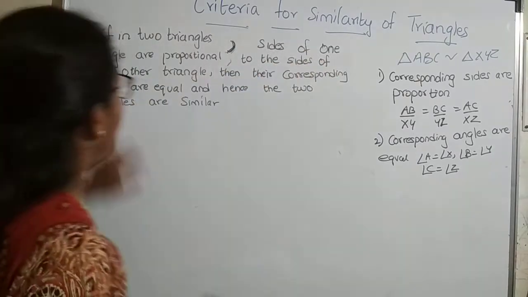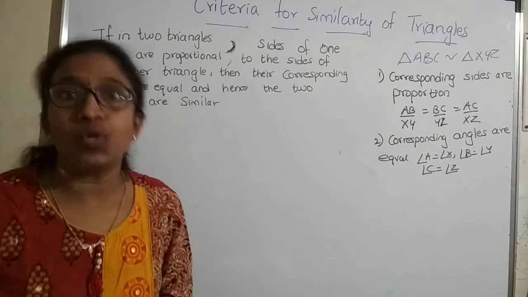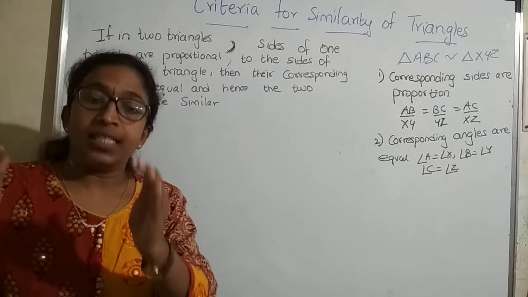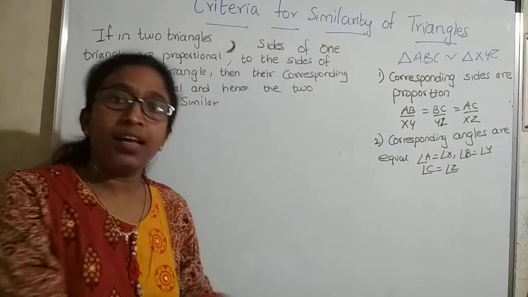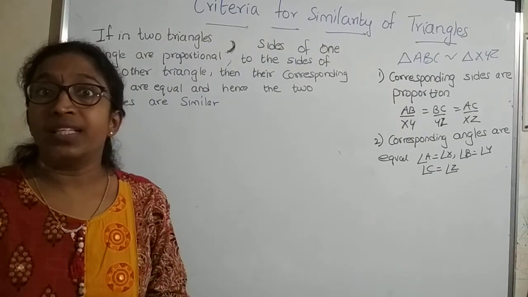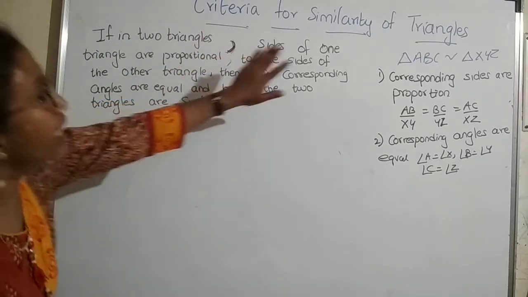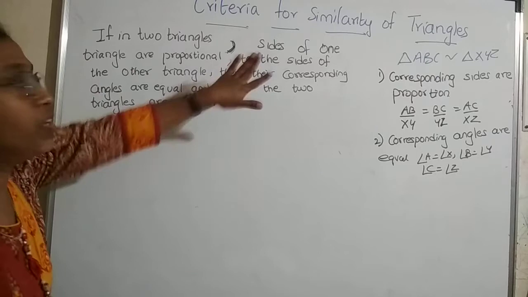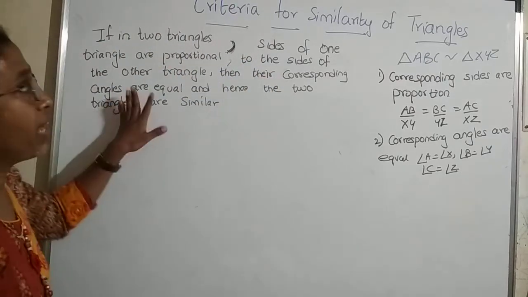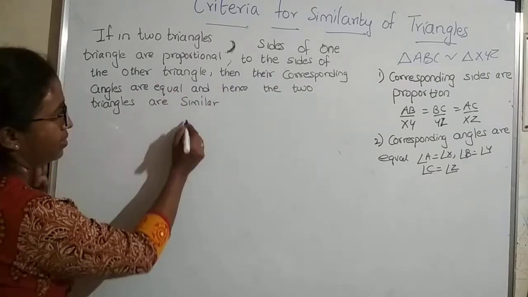Second criteria we say is that if in two triangles, the first criteria was purely dealing with the angles of the triangle. So if any two angles of the triangle are equal to the corresponding angles of the other triangle, then we say that the two triangles are similar and the corresponding sides will automatically be proportional. Similarly, if in two triangles, the sides of one triangle are proportional to the sides of the other triangle, then the corresponding angles are equal, and hence the two triangles are similar by SSS. First, understand the diagram.